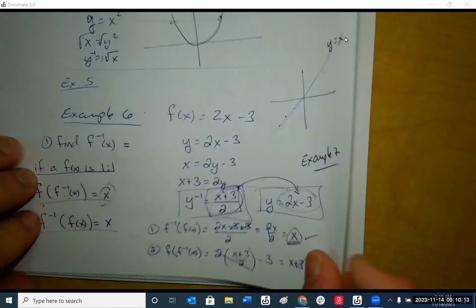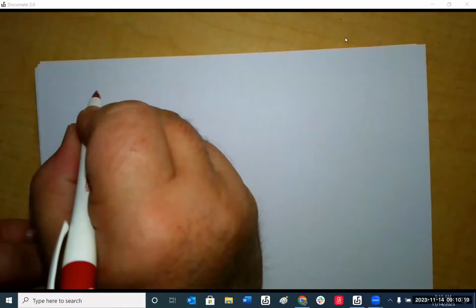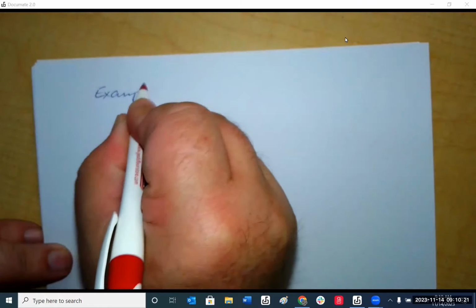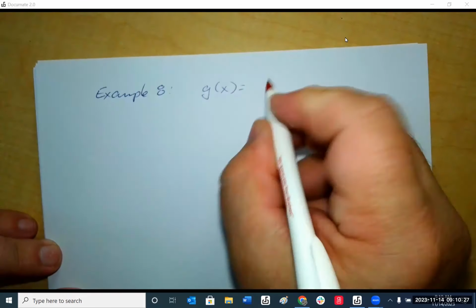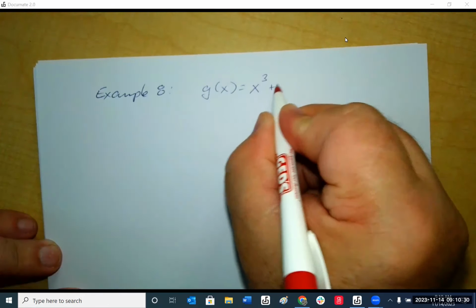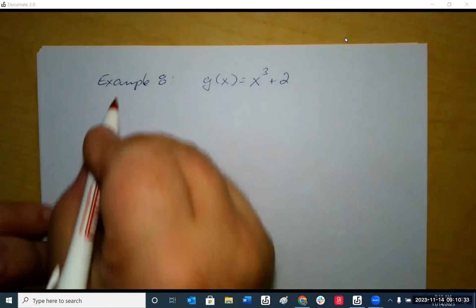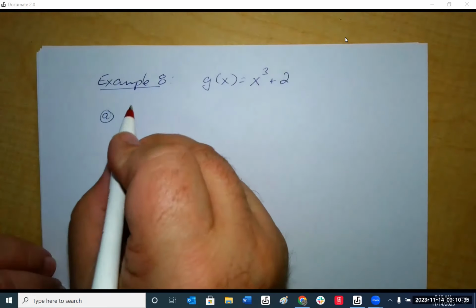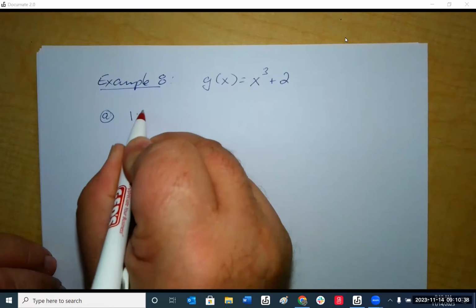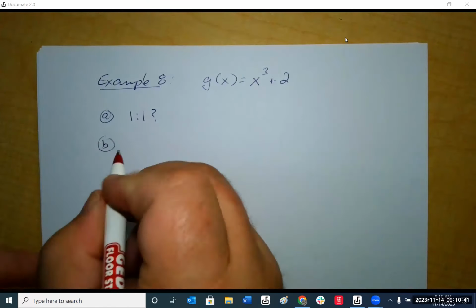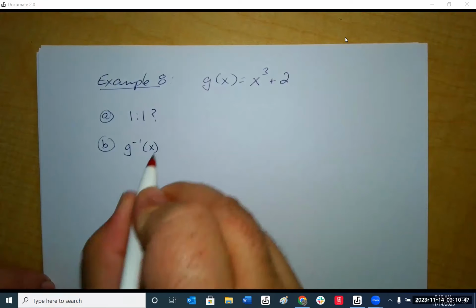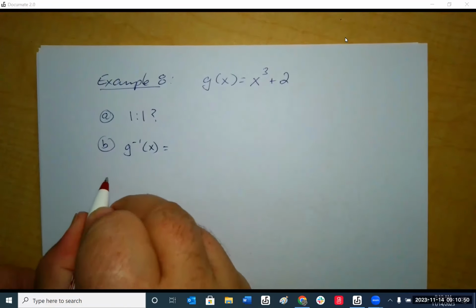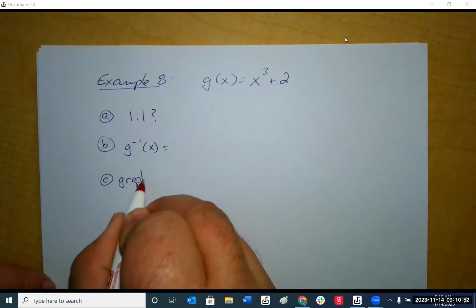Okay, so let's look at example 8 now. Consider the function g of x equals x cubed plus 2. A, is it one-to-one? If so, find its inverse and then graph them.